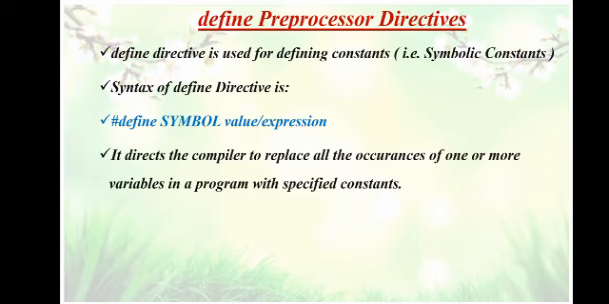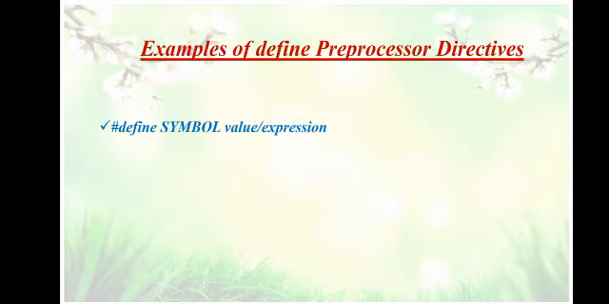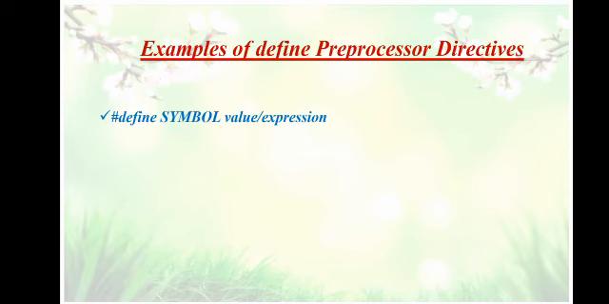It directs the compiler to replace all occurrences of one or more variables in the program with the specified constant. Whatever value or expression you use, it will replace that symbol wherever it is used in the program. Suppose I am using pi equal to 3.1416. Wherever pi is written in the program, it will be replaced with 3.1416. The purpose of the define directive is to give a meaningful name to the constant values used in the program.